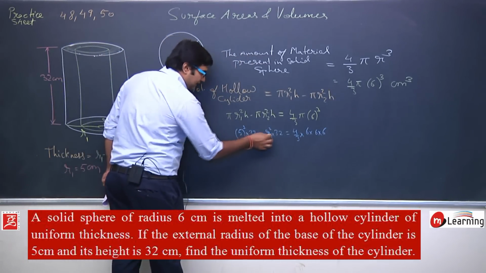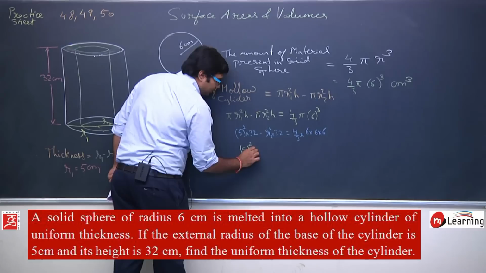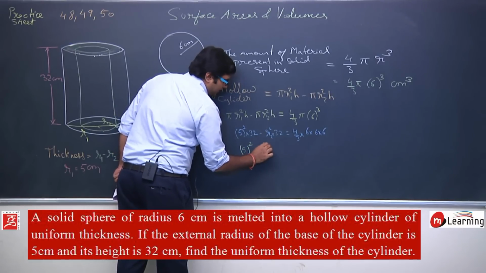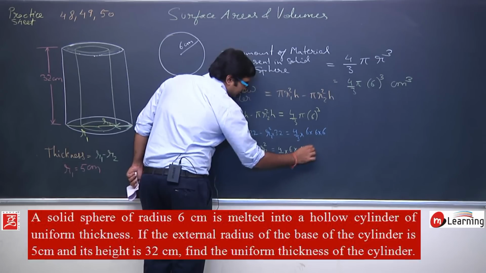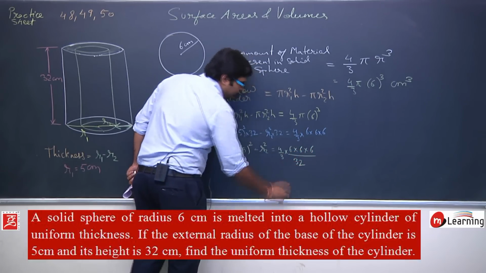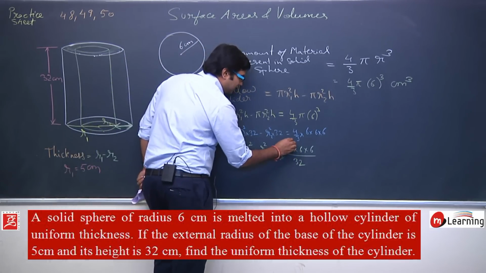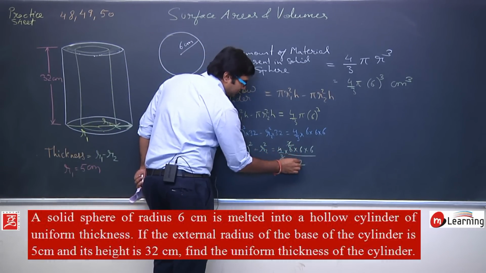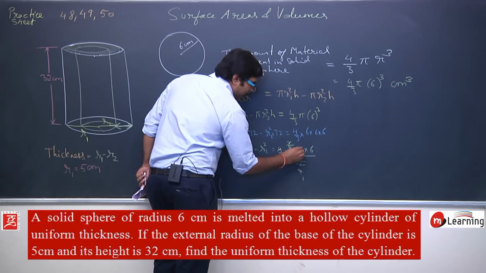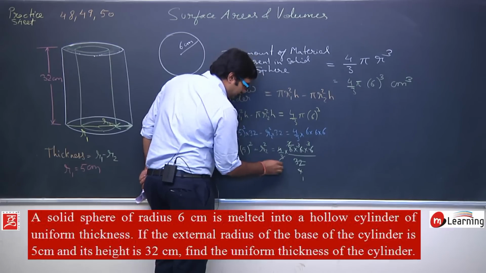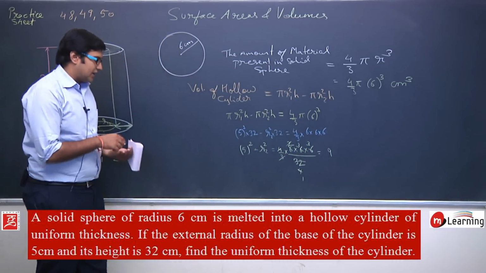Now I can take 32 as common, it will become r1 square minus r2 square is equals to 4 upon 3 into 6 into 6 into 6 upon 32. Okay, this will be 32. Now 3 ones are 3, 3 twos are 6, and 2 fours are 8, and 8 fours are 32. So this 4 is 1, then this is 3 and this is 3. So I will get this as 9.